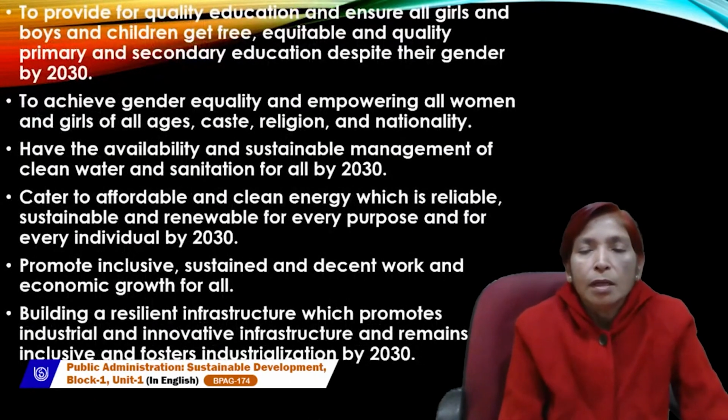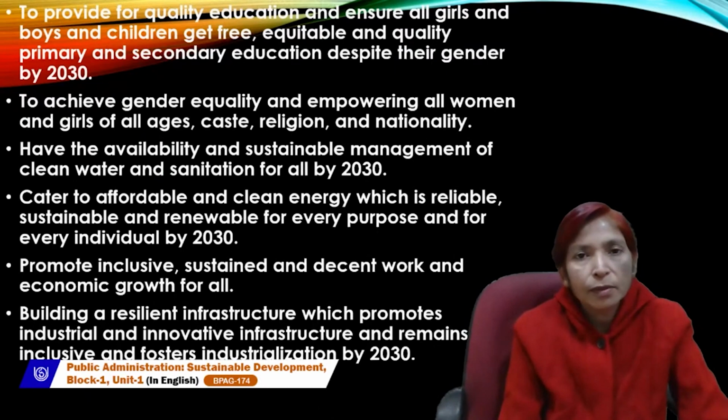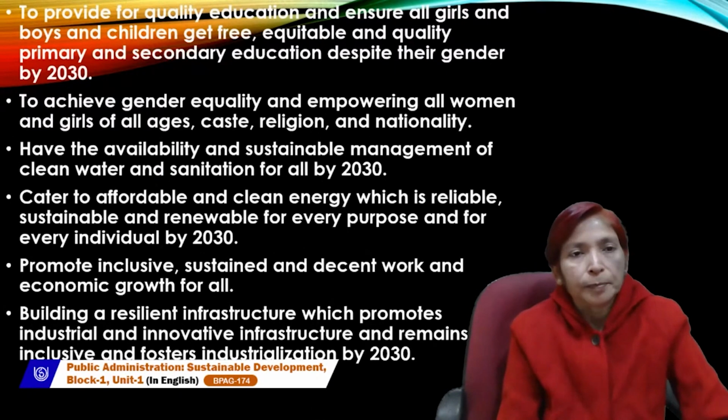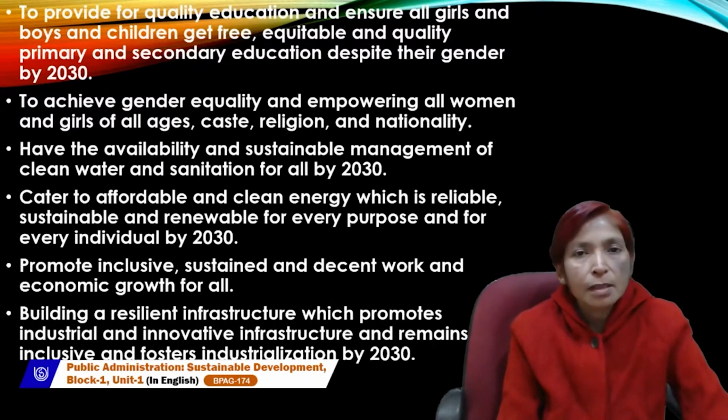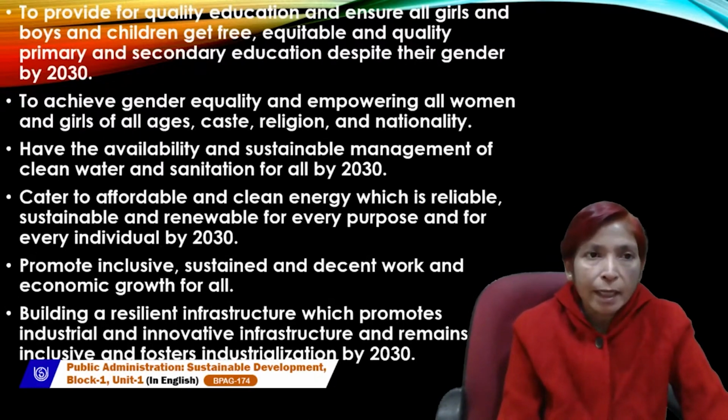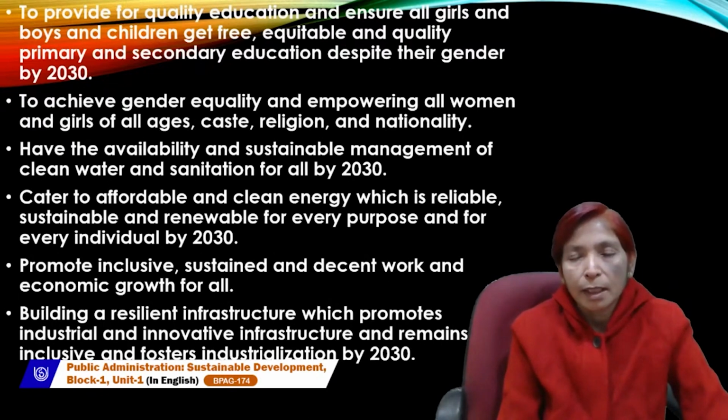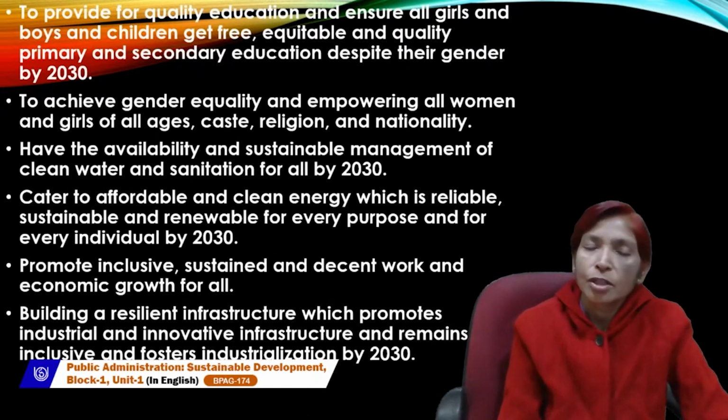Next, these are also the points of importance of sustainable development. How can we say that sustainable development is very important? If we want to provide qualitative education and ensure all girls, boys, and children get free, equitable, and qualitative primary and secondary education despite gender discrimination by 2030. If we are able to achieve this target, then sustainable development will also be achieved.